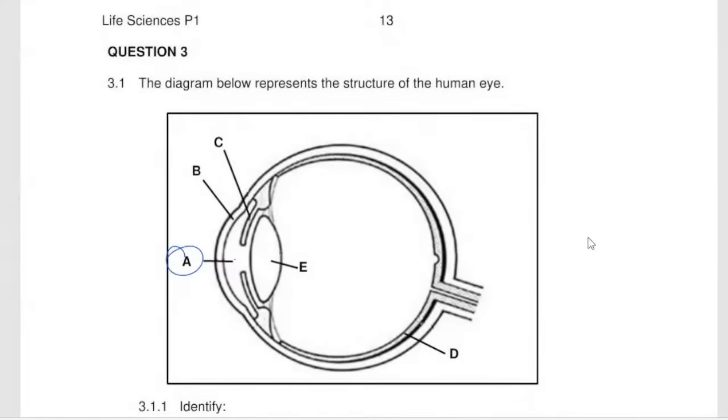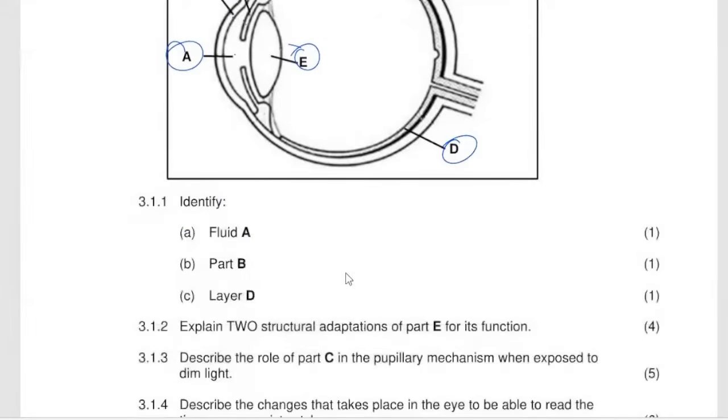That is the aqueous humor. That is B, it is the cornea. And then that is C, the iris, and then that is the lens, and then that is the retina. They're saying that fluid A, what is fluid A? We have seen it.